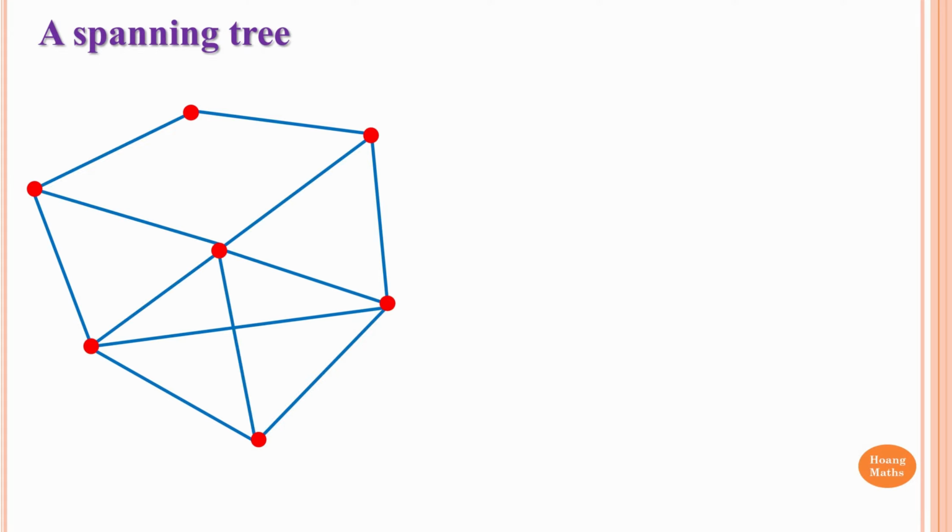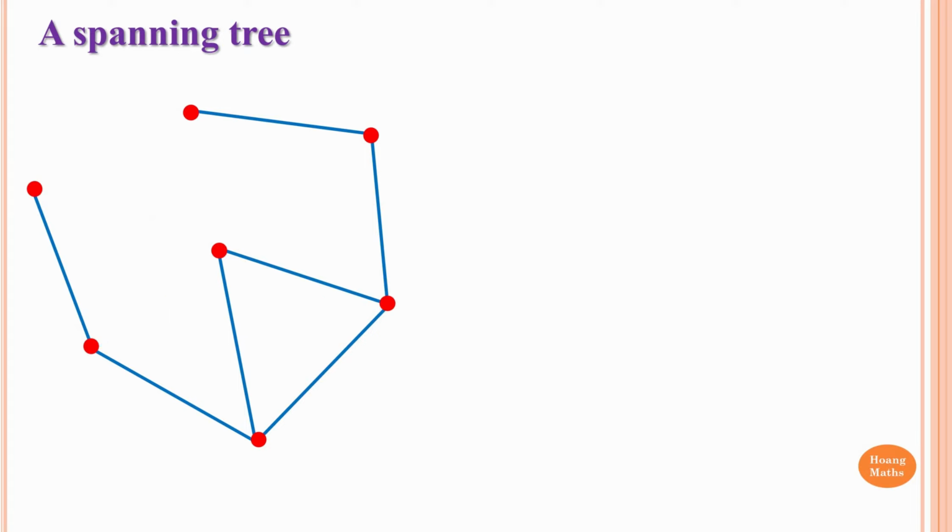Another example of a spanning tree. I can remove different edges now, so we have a different spanning tree. There you go. This is another spanning tree. All the vertices connect together with only one edge between them and there is no more cycle.